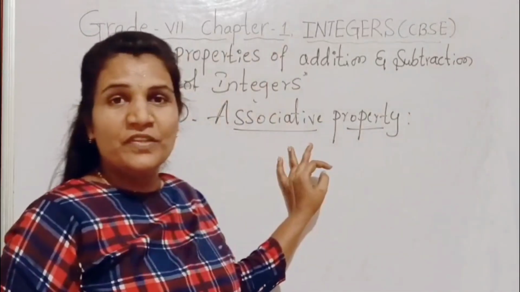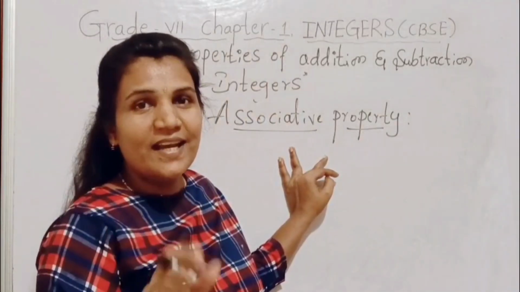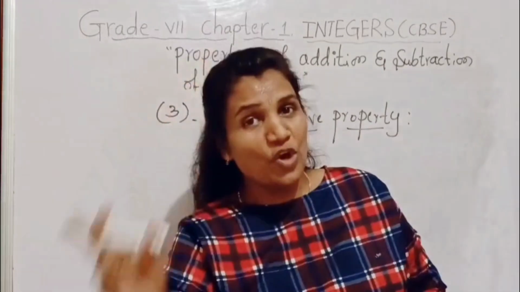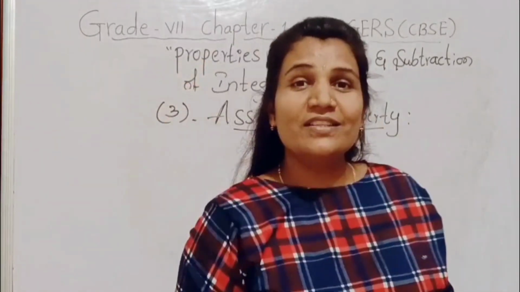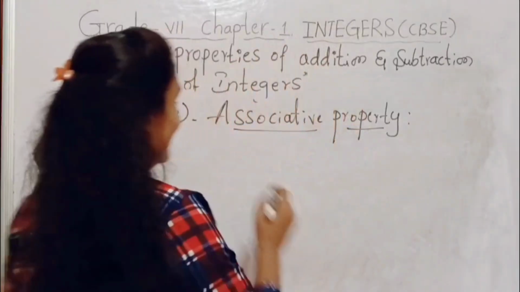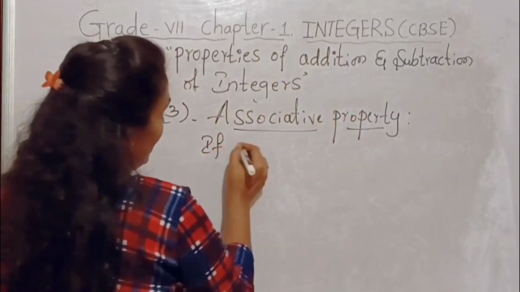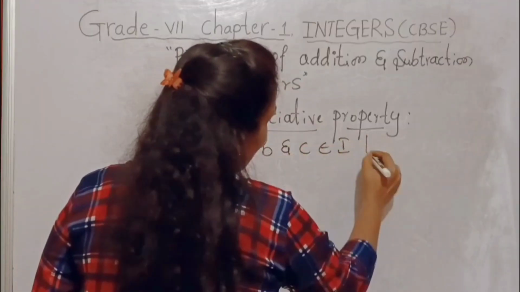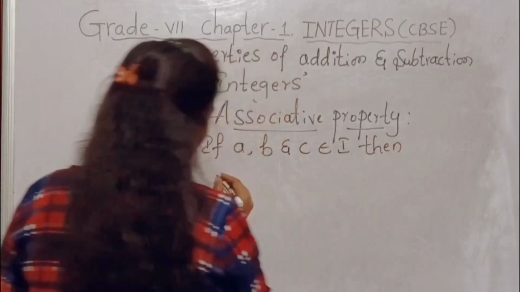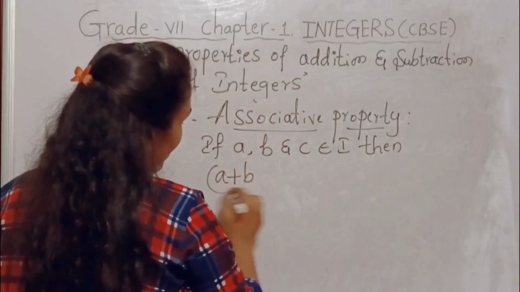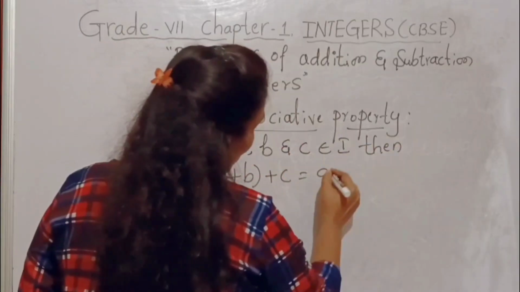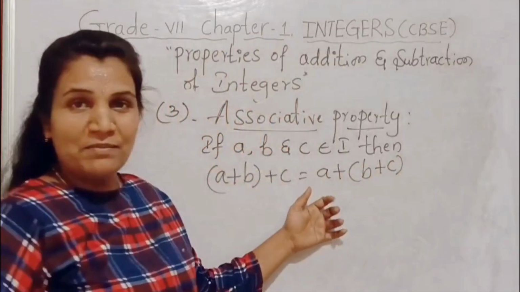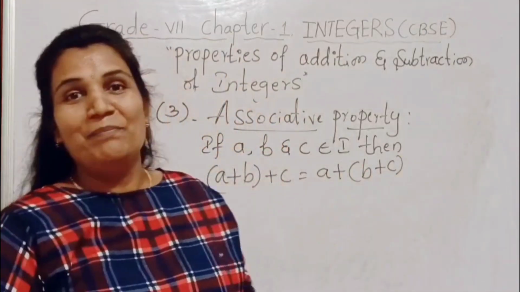Okay. Simple. If A, B and C are any three integers, then (A plus B) plus C is equal to A plus (B plus C). Clear? Here see, if A, B and C are any three integers, then (A plus B) plus C is equal to A plus (B plus C). Okay. Let me check this with an example.